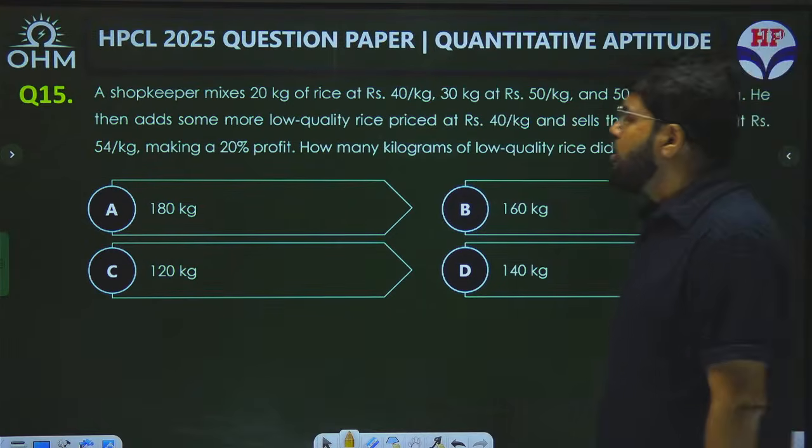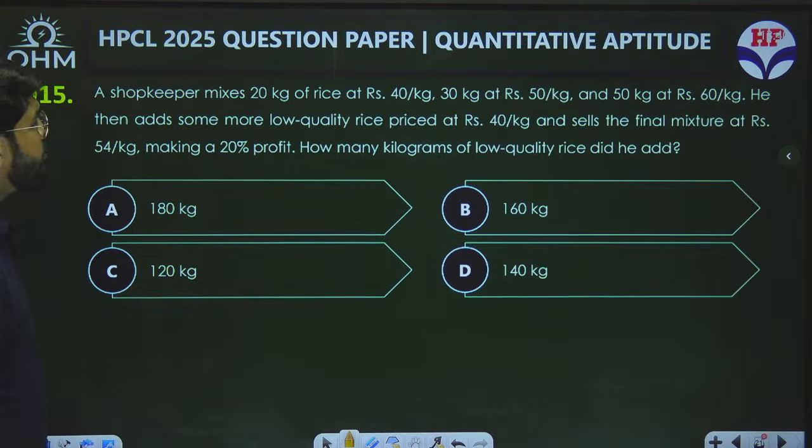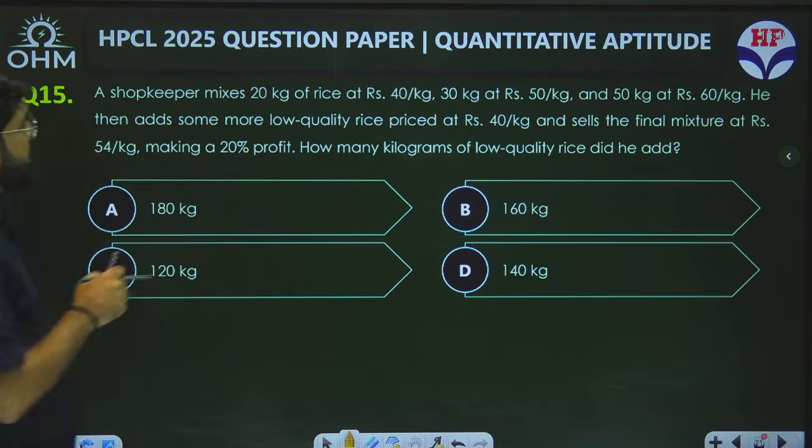Next. A shopkeeper mixes 20 grams of rice at rupees 40 per kg, 30 grams at rupees 50 per kg and 50 grams at rupees 60 per kg. He then adds some more low quality rice. Okay, I'll come to that case later. First of all, let's take a simpler case of this. There are 3 and 4 mixing here.